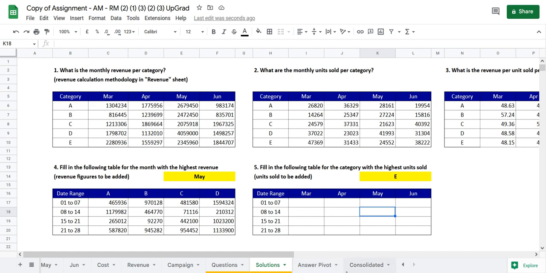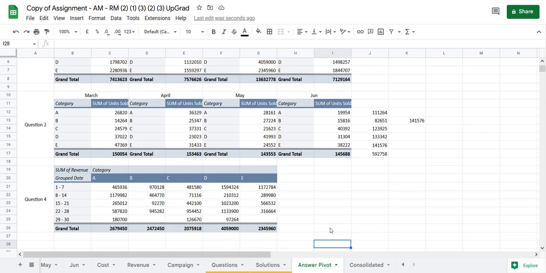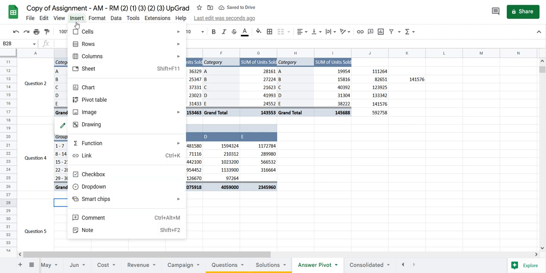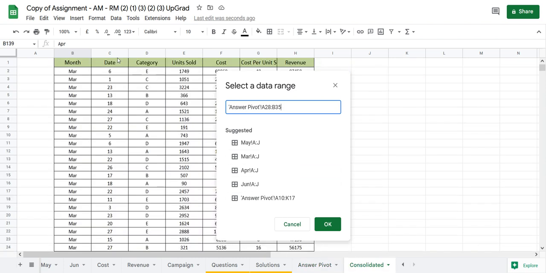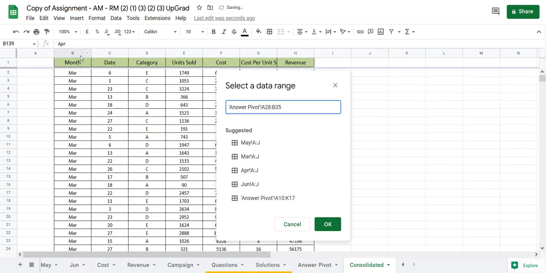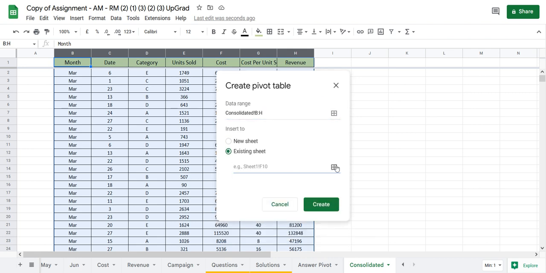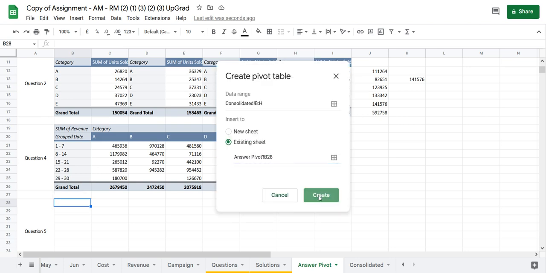So we'll create the pivot now for question number 5. I'll just copy this and paste it here. So this will be the pivot for question number 5. For this we are using the consolidated tab. So I'll go to insert pivot table. Our data will be this one. We are creating the pivot here. I'll select this particular cell and okay.